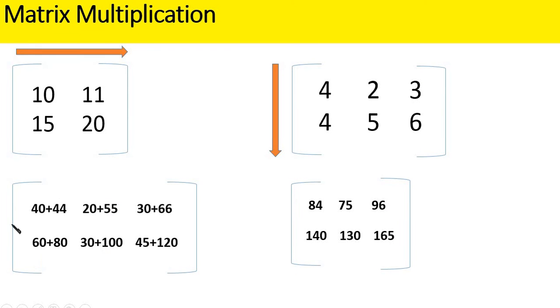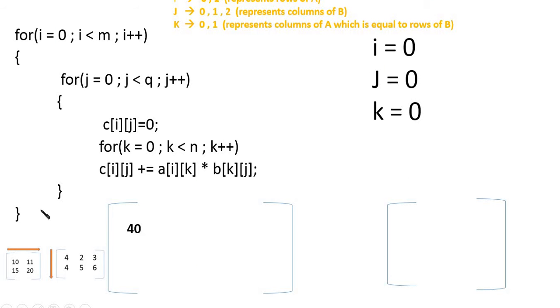And you get the answer here: 40 plus 44, 84. So you have added everything and kept the answer like this. We'll do the same thing in the program. This is how the program snippet will look for your matrix multiplication. This is the important part of your code for matrix multiplication.